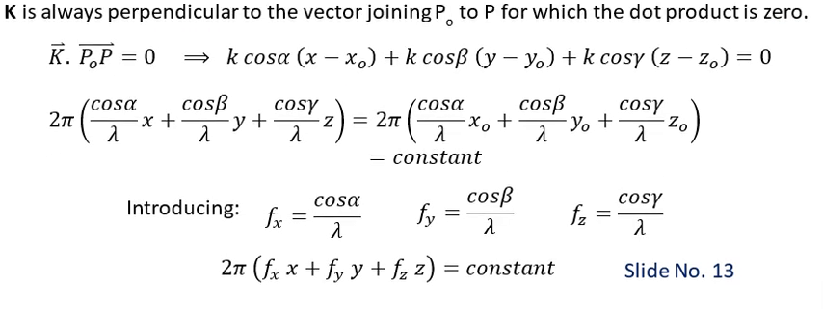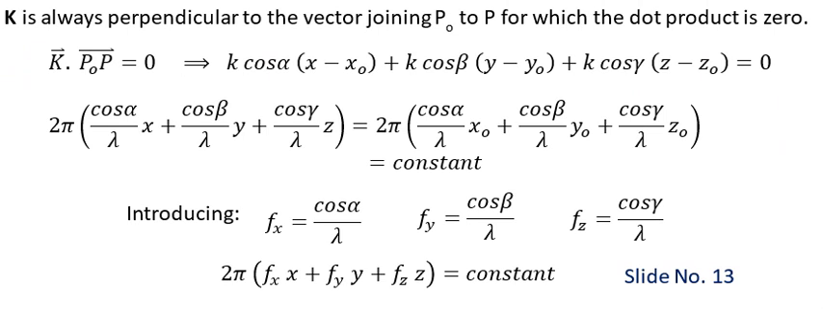From the previous slide we have found that the propagation vector k is perpendicular to the vector joining the point P not to P. So the dot product should be 0. So we have written k dot P not to P is equal to 0.